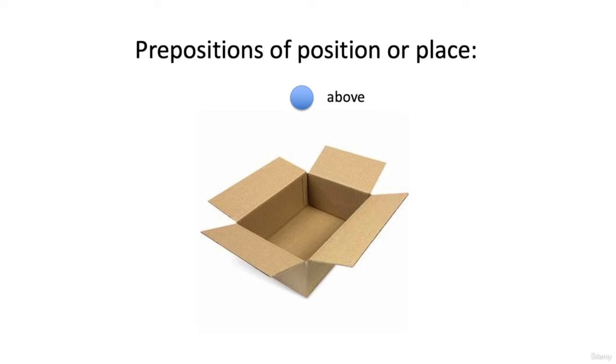The blue dot is above the box. We use above when 2 objects are not touching. On. The blue dot is on the box. We use on when 2 objects are touching.